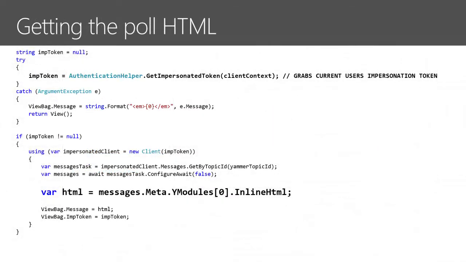Cool, so I've got a quick example of the code here. We're getting the impersonation token for the current user, to see if they've voted or not, that kind of thing. And then we're basically just getting the inline HTML from Yammer based on that topic ID.